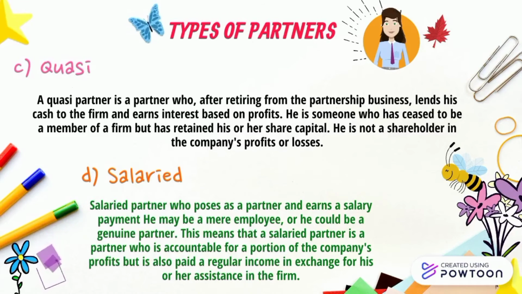The fourth type is salaried. A salaried partner poses as a partner and earns a salary payment. He may be a mere employee or he could be a genuine partner. This means that a salaried partner is a partner who is accountable for a portion of the company's profit but is also paid a regular income in exchange for his or her assistance in the firm.